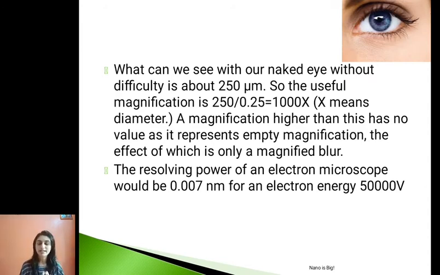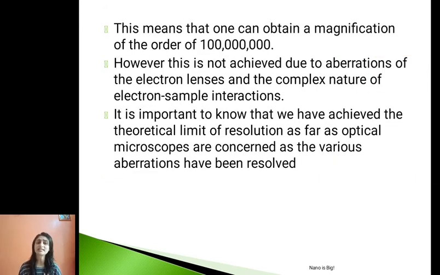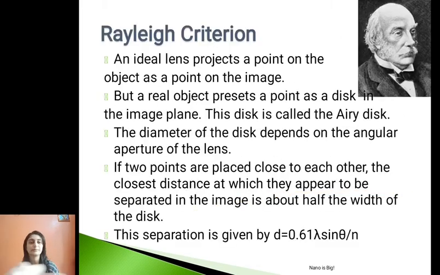The resolving power of an electron microscope would be 0.007 nanometer for an electron energy of 50,000 volts. This means that one can obtain a magnification of the order of 10 raised to 8. However, this is not achieved due to aberration of the electron lenses, and the interactions between electron and sample are also of a complex nature. It is important to know that we have achieved the theoretical limit of resolution as far as optical microscopes are concerned, as the various aberrations have been resolved already.